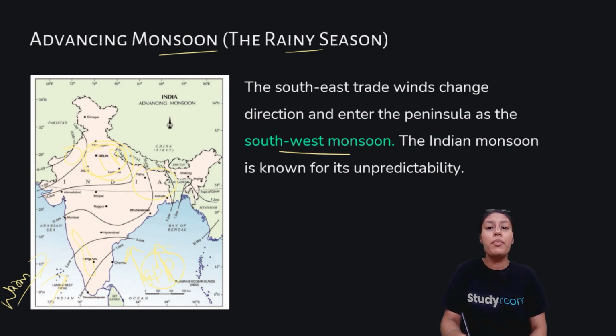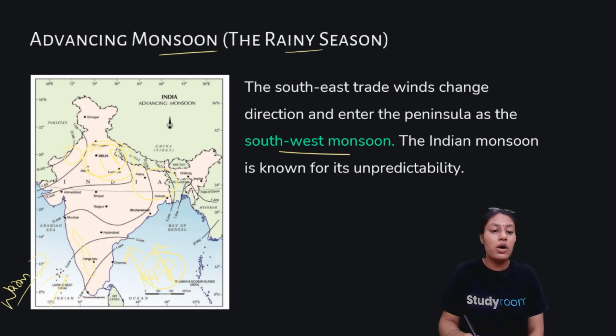So this low pressure is so powerful that it attracts the high pressure winds coming from the equator. Now due to Coriolis force, these winds change their direction and enter India through the southwest region. Okay, so they enter through the southwest. That's why they are known as the southwest monsoon.